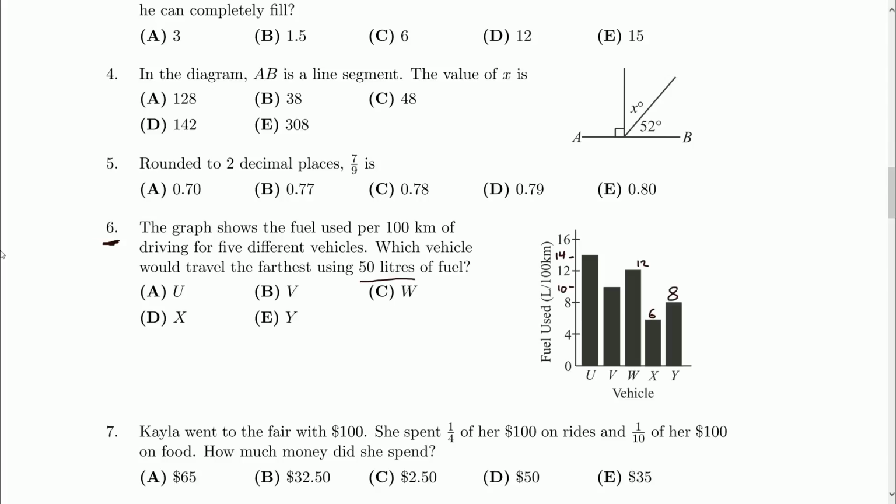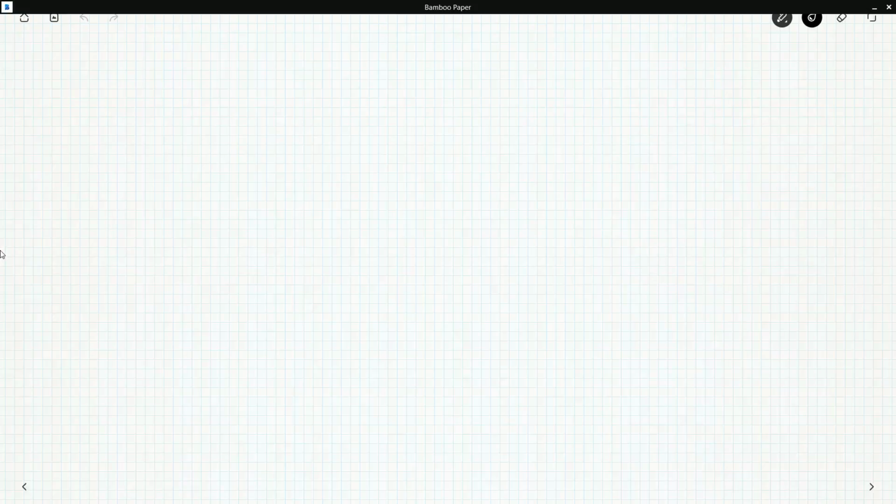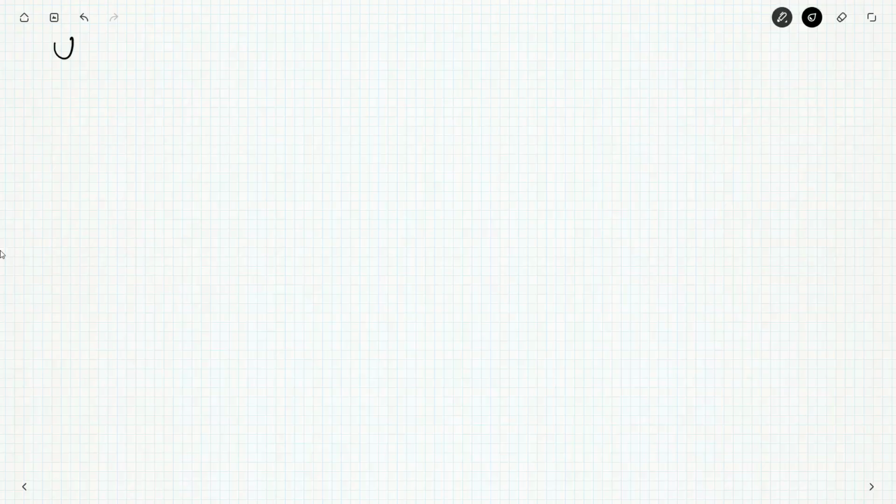Okay. So, this is the amount of fuel used. U uses 14 liters to go 100 kilometers. That's actually not good, because X over here only uses 6 liters to go 100 kilometers. If you can make those connections inside your head, that's fantastic. If you need some more concrete writing, you might say something like U goes 100 kilometers in 14 liters. Well, we've got 50 liters. So how far are we going to go?